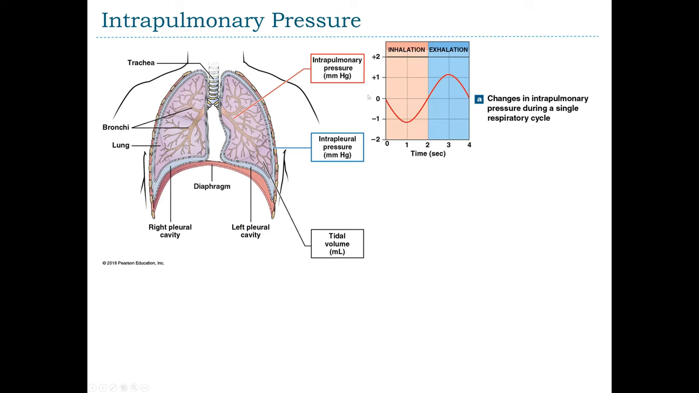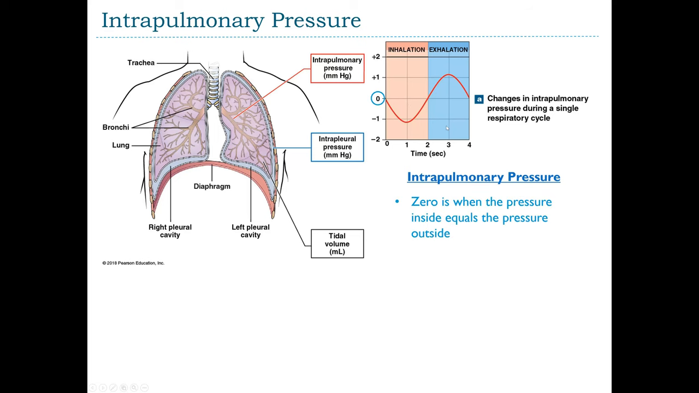So here's a graph showing you intrapulmonary pressure. So again, this is the pressure inside the tract and the alveoli. If we take a look at this graph of the intrapulmonary pressure changes, the zero represents when the pressure inside is equal to the pressure outside. So this means the pressure inside the lungs would be the same as the atmospheric pressure.